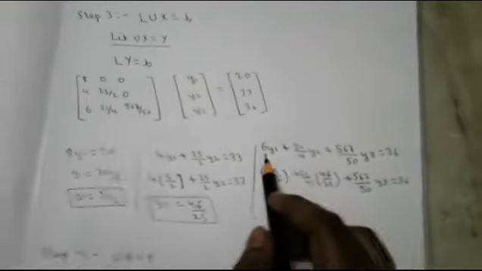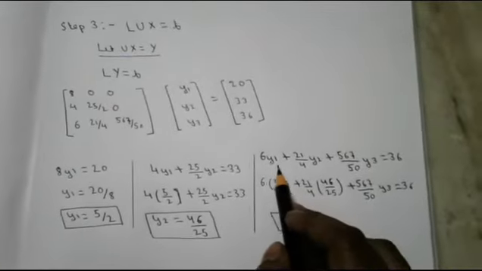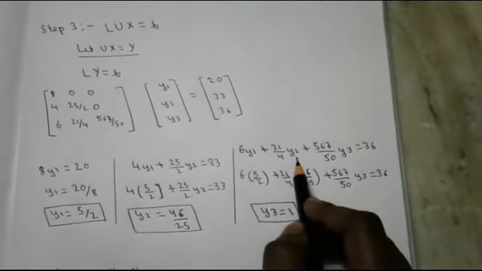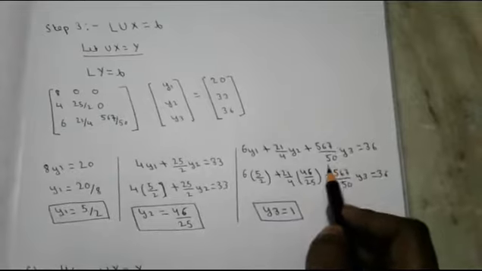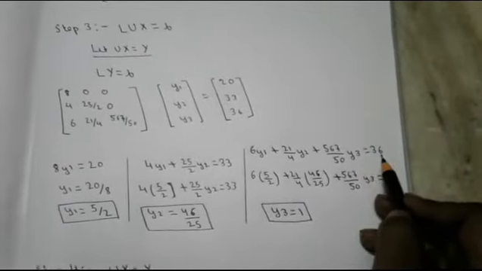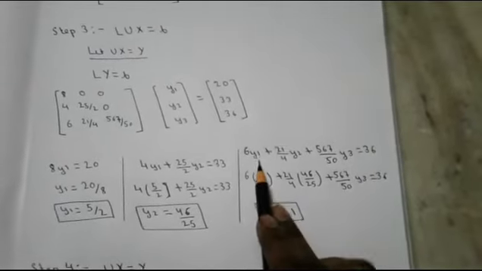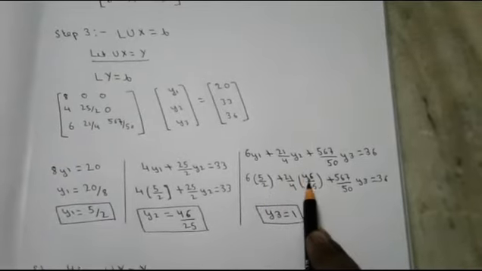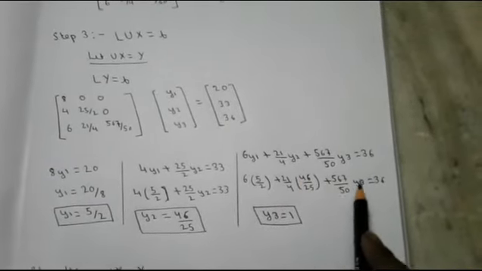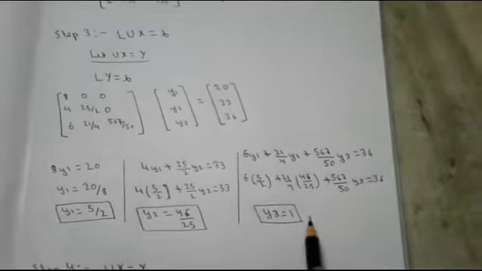Similarly for y3, the third equation is 6y1 + 21/4 y2 + 567/50 y3 = 36. Now put the values of y1, that is 5/2, and y2, 46/25, and just find the value of y3. y3 will be 1.